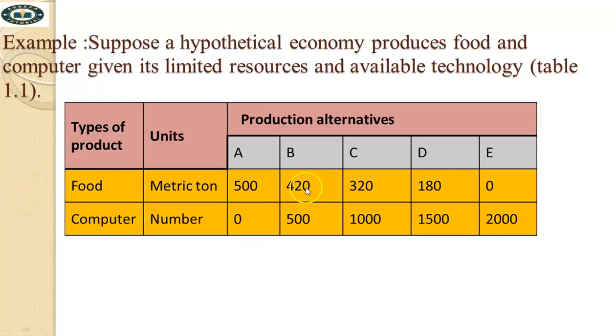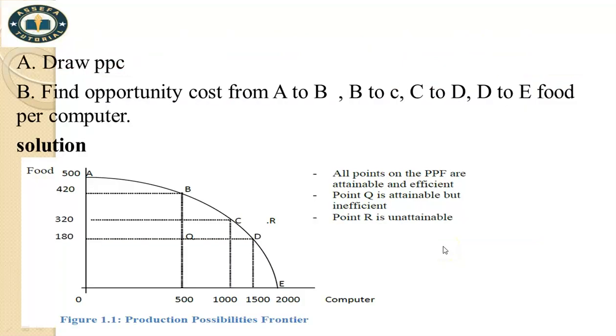ከዛ እነዚህን ፖይንቶች ድሮው እናደርጋቸዋለን። 500ን 0 ጋር ኮኔክት አደርገዋለሁ፣ 420ን 500 ጋር፣ 320ን 1000 ጋር፣ 180ን 1500 ጋር፣ 0ን 2000 ጋር ኮኔክት እናደርገዋለን ማለት ነው። Therefore we have 500 ፉድ ሲሆን 0 ነው። 420 ሲሆን 500 ነው። 320 ሲሆን 1000 ነው። Then 180 ሲሆን 1500 ነው። Then 0 ሲሆን 2000 ነው ማለት ነው። ከዛ እነዚህ ፖይንቶች ኮኔክት ስናደርግ የምናገኘው ካርቭ production possibility curve እንላለን። So in product possibility curve there are 3 areas.